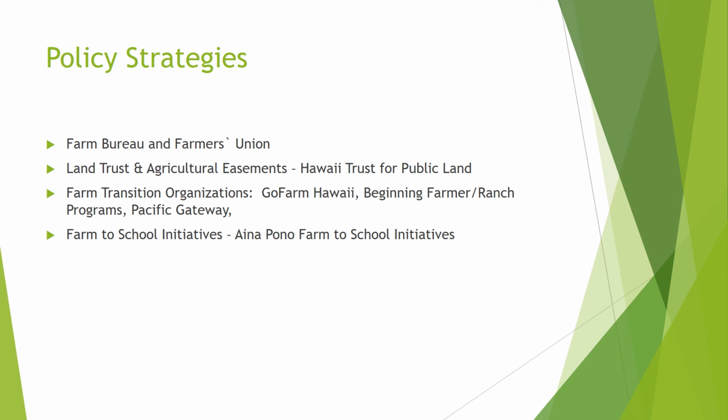We also have land preservation and transition strategies. So land trusts and agriculture easements help preserve land from development in rural and urban spaces, in some cases keeping land accessible and more affordable for small-scale farmers. So here in Hawaii, we have the Hawaii Trust for Public Land. And we also have farm transition organizations that offer programs to help beginning or immigrant farmers gain access to farmland and mentorship. So here in Hawaii, we have Go Farm Hawaii, Beginning Farmer Ranch Program, and Pacific Gateway.